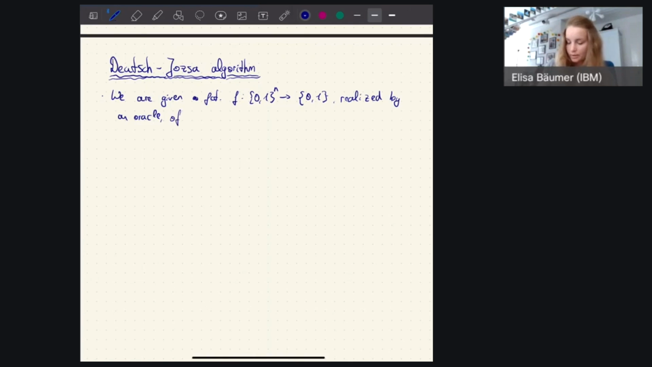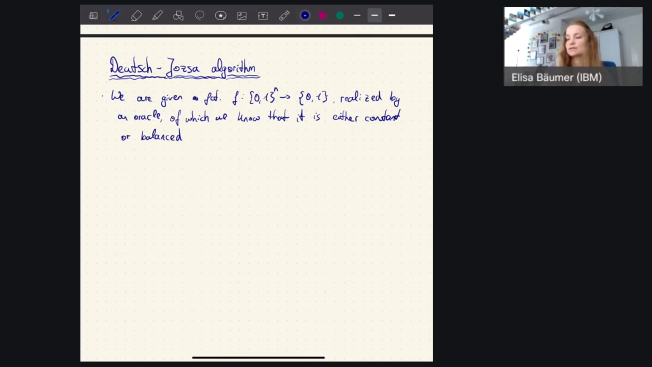And of this oracle, we know that it can be one out of two different functions. It can either be constant, where constant would mean that all inputs map to the same output. So it would always constantly return 0, or it would constantly return 1. Or it is balanced, which means that the number of inputs that map to 0 is equal to the number of inputs that map to 1. They have a half-half, 50-50 probability to get 0 or 1.